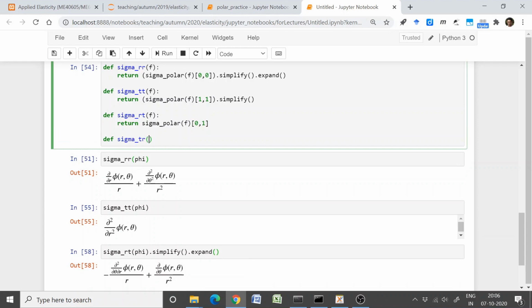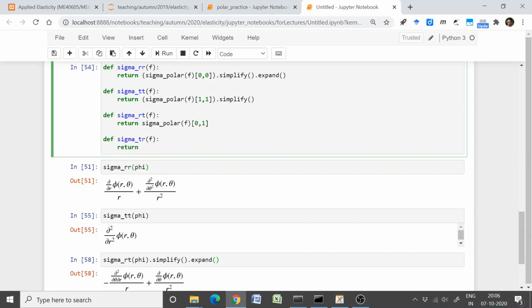So suppose we define sigma tr of f, and we return the second row, first column, and let us not forget to issue the simplify and the expand, so that later on we don't have to do it. And the previous one also expand. Okay.